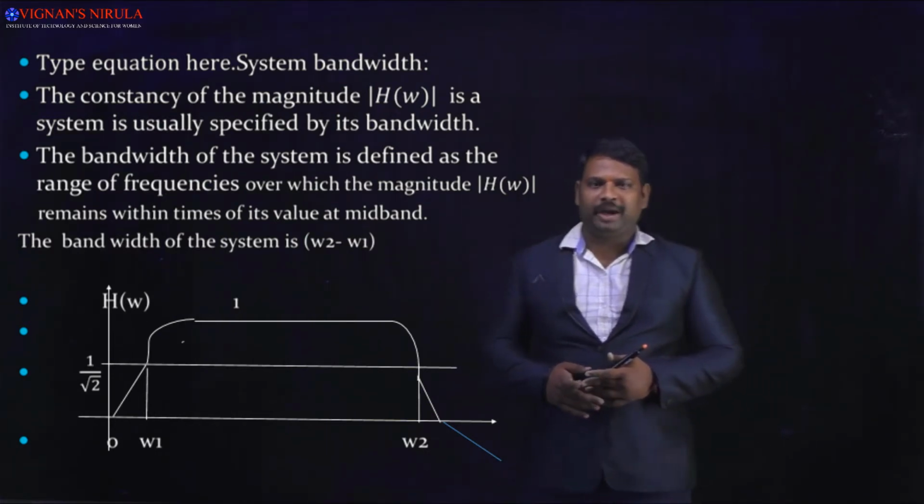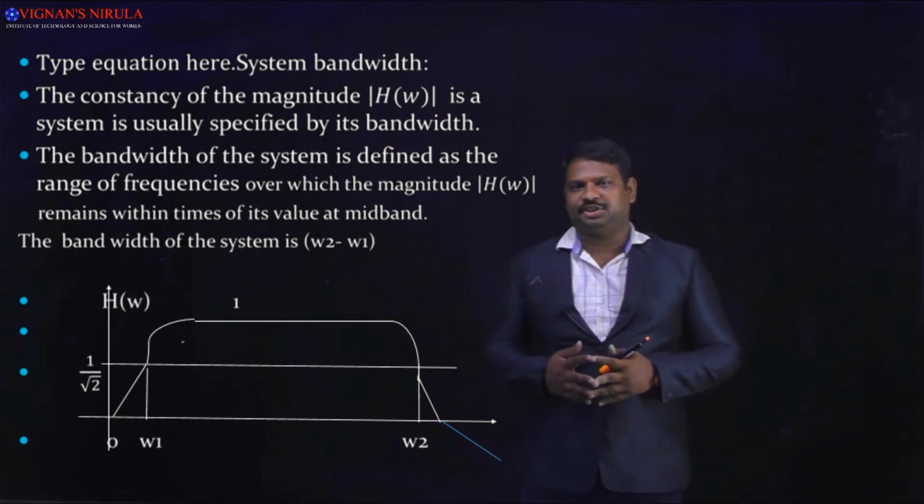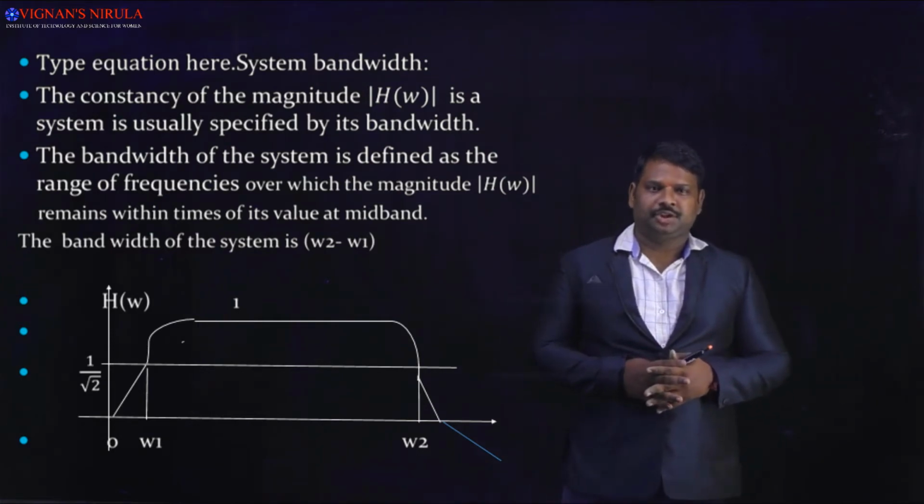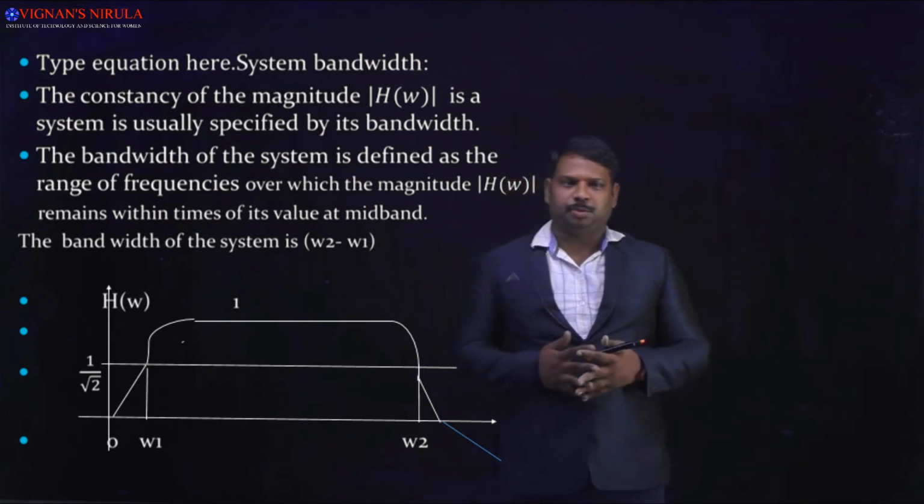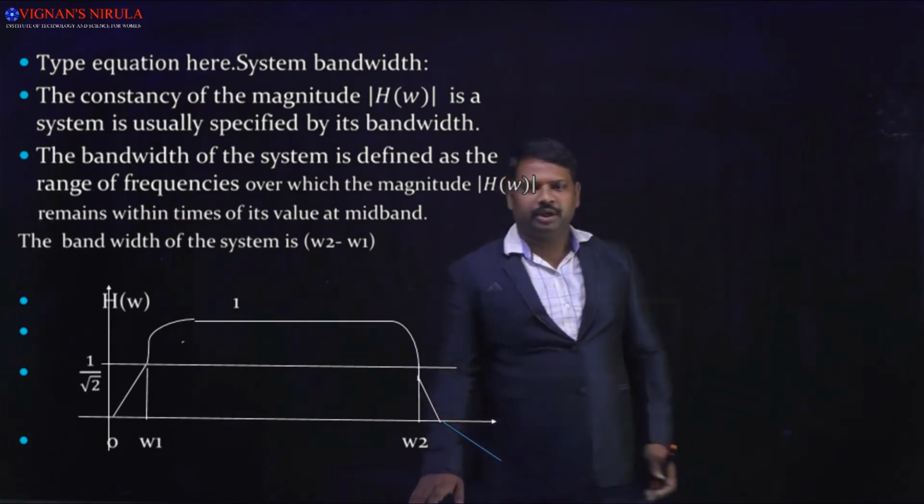This system bandwidth can be calculated for every system, like a distortionless system and amplifiers like class A, class B, and so on, from the frequency response. While calculating the frequency response, we can calculate the bandwidth of the system.